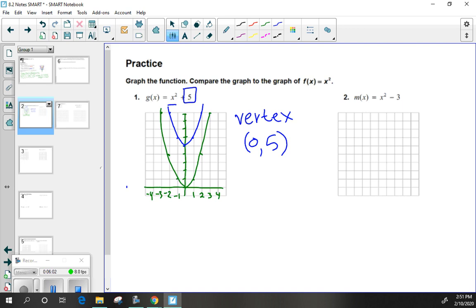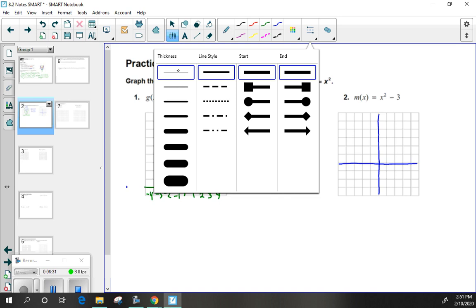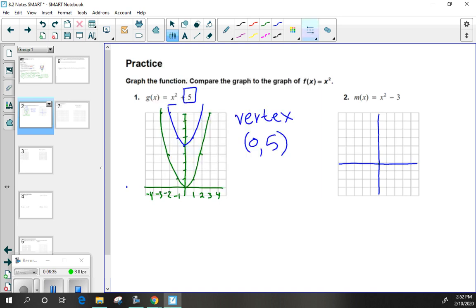On number 2, we have x squared minus 3. So we're still going to be opening that up. I'm going to make my axis about right there. Because if I start with 0, 0 on my parent function, let me go back and make that parent function green so that it looks the same as the other one. We have a green parent function. But what this is telling us is that c is less than 0. That's a negative 3. So that's a vertical translation. It's going to go down the absolute value of c, which is 3 units. So we're going to go 1, 2, 3.